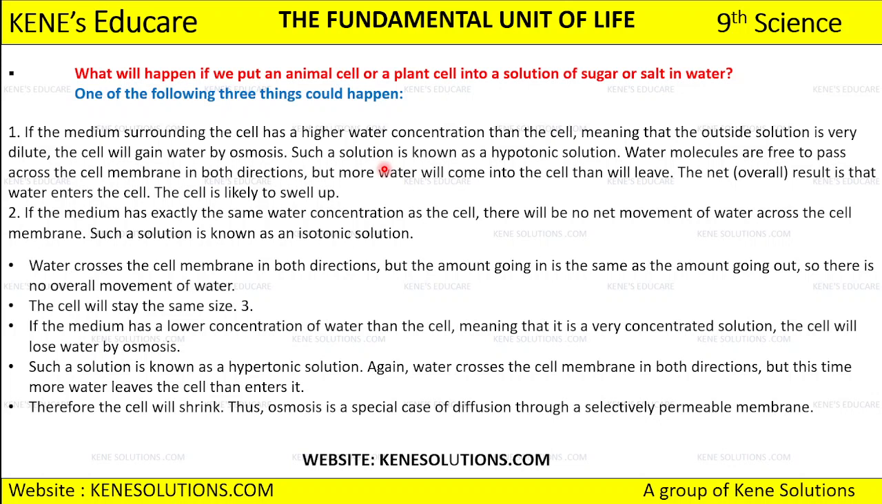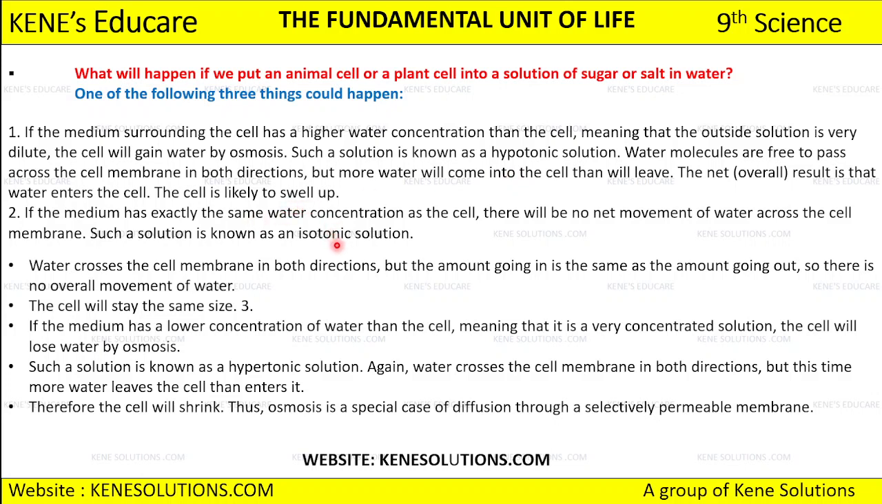then the outside solution is going to be very dilute. And here, because the outside solution is dilute, the cell is going to gain water by the osmosis process, and this solution we call a hypotonic solution. Okay, and when the cell is gaining the water, at that time the cell's size will increase, right? So the cell is likely to swell up in a hypotonic solution, because the water is entering inside the cell.